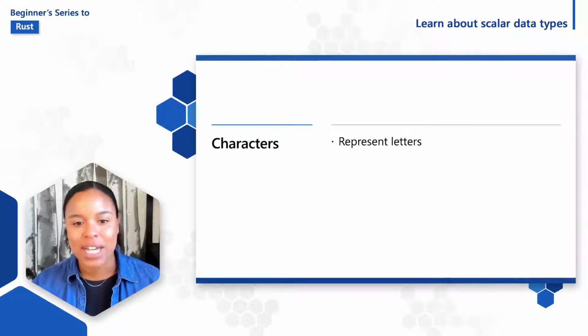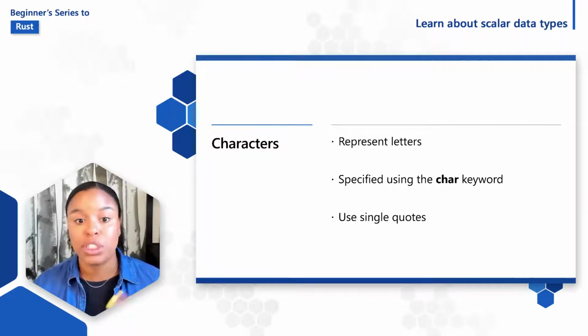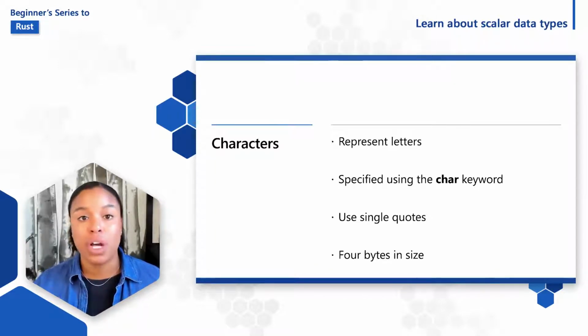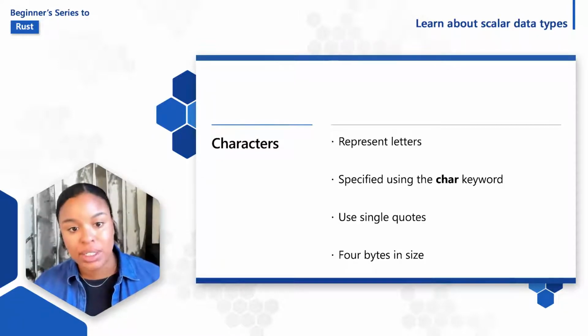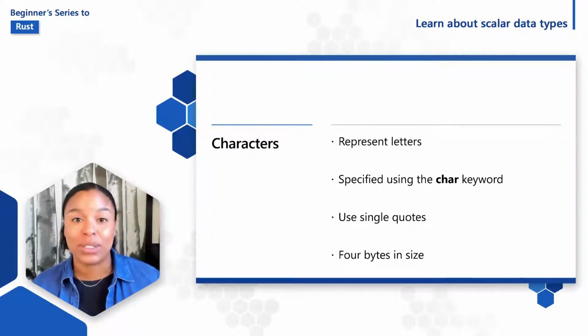The character type is used to represent letters. A character type is specified using the char keyword, and character literals are specified with single quotes as opposed to string literals, which use double quotes. Character types are 4 bytes in size and represent a Unicode scalar value, which can include a single letter, accented letters, emojis, and more. That's the most important detail to cover about scalar types for now. Next, I'll jump into a demo.